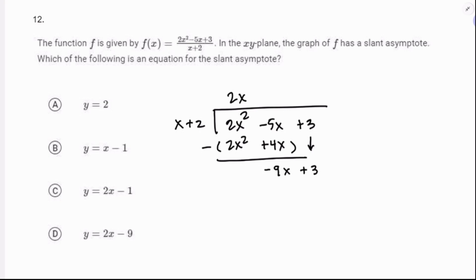I'm thinking, what do I multiply x by to get negative 9x? And that would be a negative 9. I multiply the negative 9 by the x, and I get negative 9x, and the negative 9 by the positive 2, and I get negative 18. I'm going to subtract that. Negative 9 minus negative 9, that's 0. And positive 3 plus 18 is going to be 21. That's my remainder. But I don't really care about the remainder if I'm looking for a slant asymptote. That's what I'm seeing up here: y equals 2x minus 9. That's going to be answer choice D.